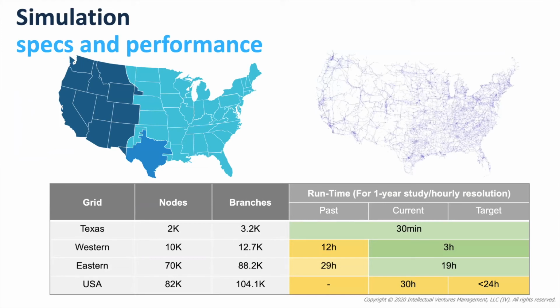So we run here one-year studies which have an hourly resolution, and to run the whole United States, which consists of 82,000 nodes and more than 104,000 branches, it takes us 30 hours currently. And a fun fact here, as you can see on top, the United States electrical grid is composed of three networks that are very loosely interconnected: the Western, the Eastern, and then Texas. Obviously, Texas wants to be able to be independent.